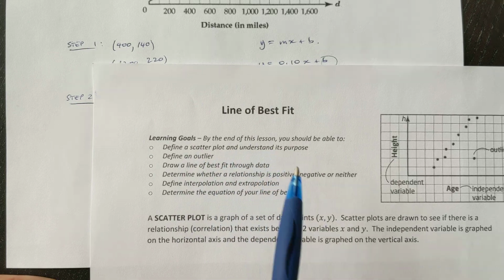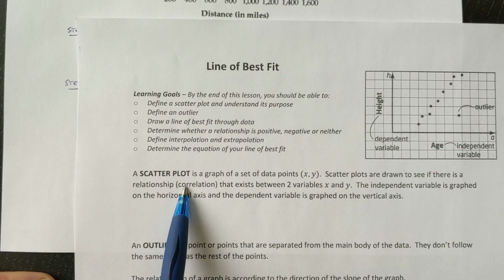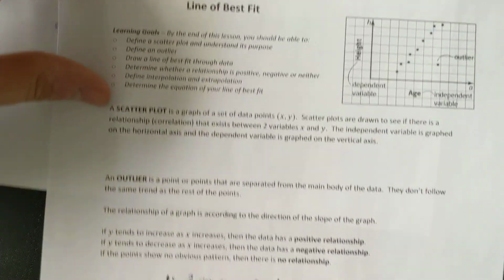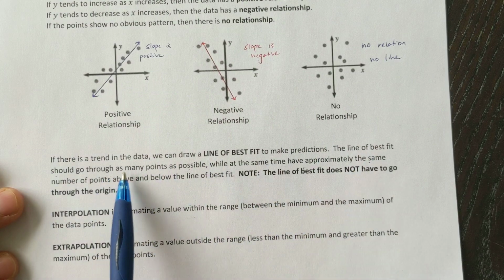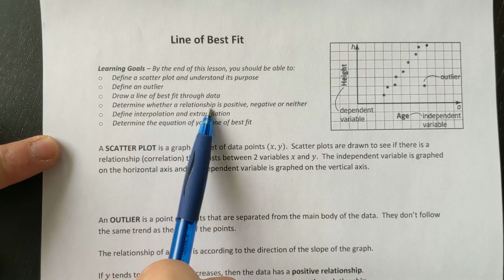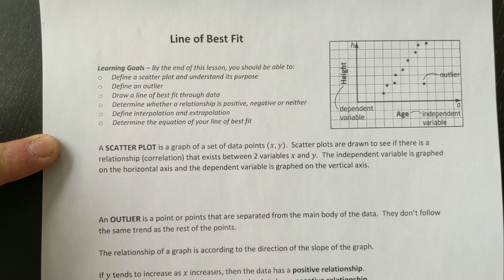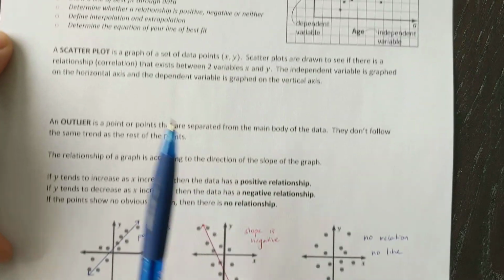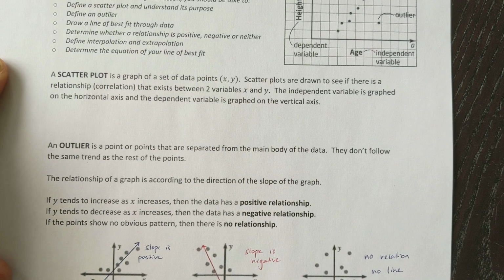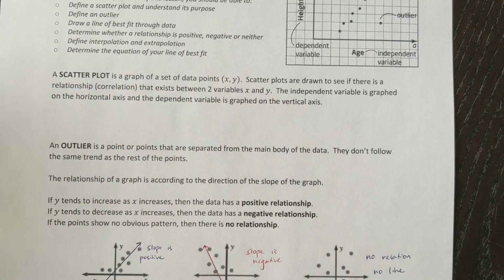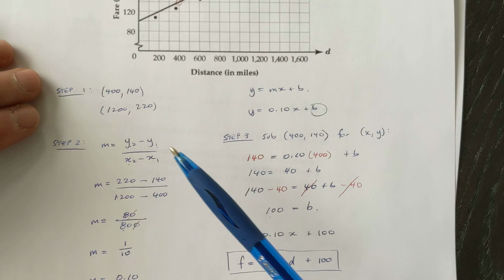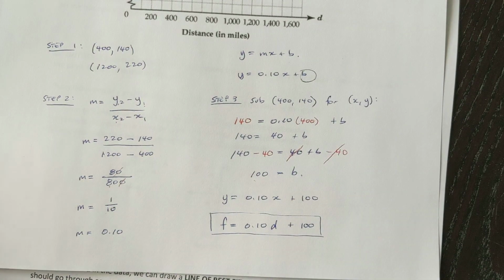So just looking at the lesson expectations one more time. We defined the scatter plot and understood its purpose, again given right here. We talked about what outliers were. We drew lines of best fit, given these criteria right here: goes through as many points as possible, having approximately the same number of points above and below the line. Determined whether a relationship was positive, negative, or neither. Covered right here. Define interpolation and extrapolation. Well, we defined it at the bottom of the page, and we did an example on interpolation and extrapolation, and determined the equation of the line of best fit on the second example, with a step-by-step solution as well. Great.